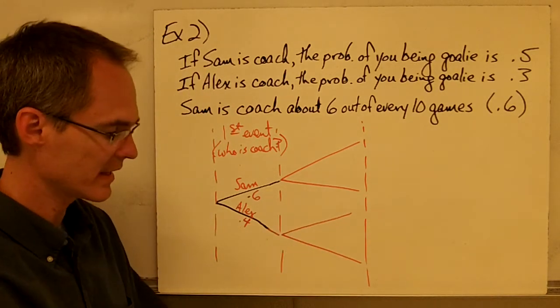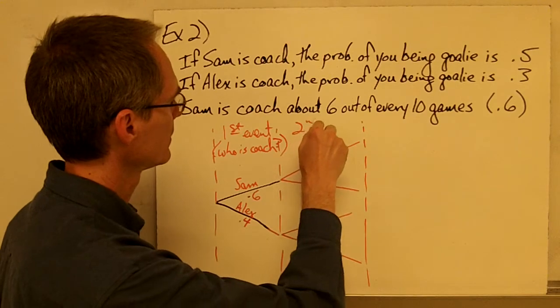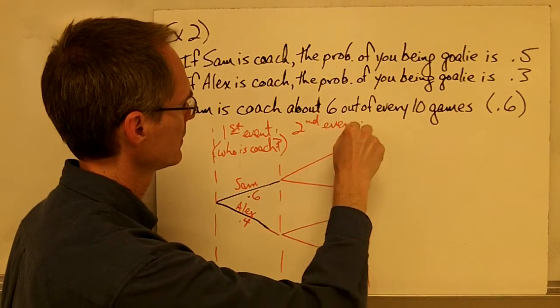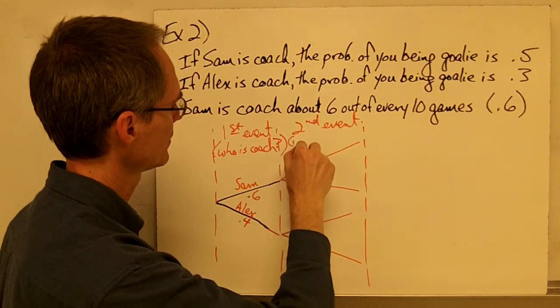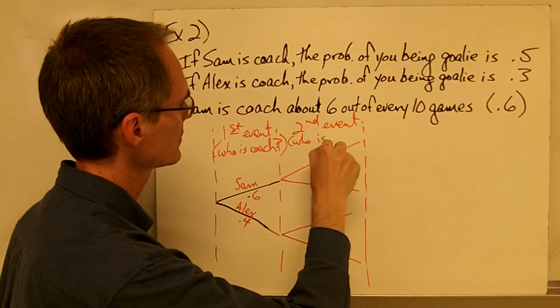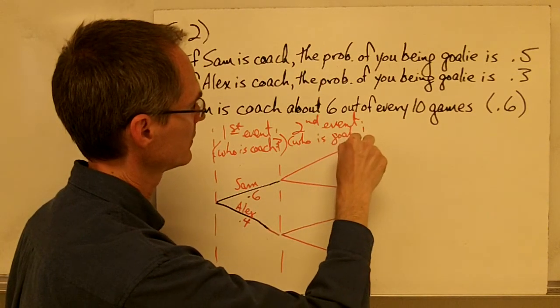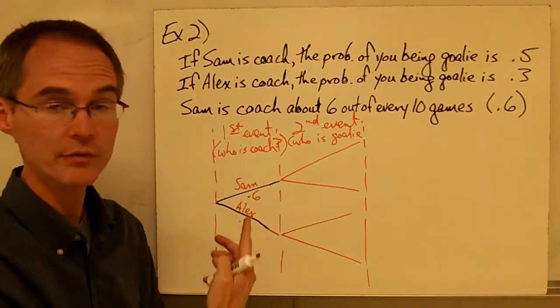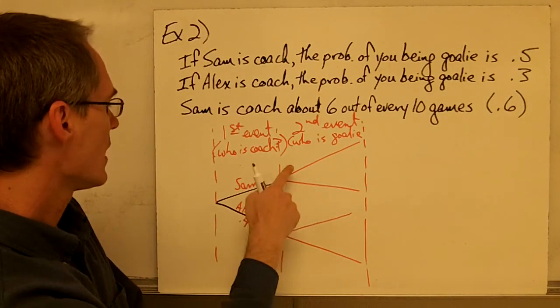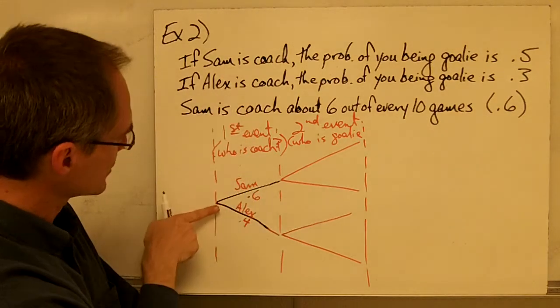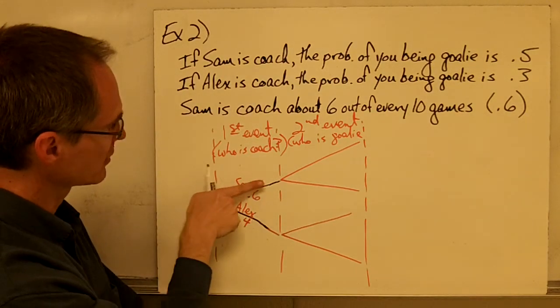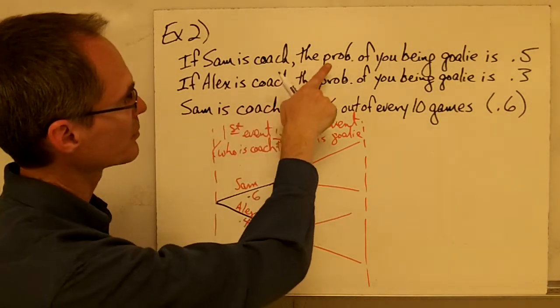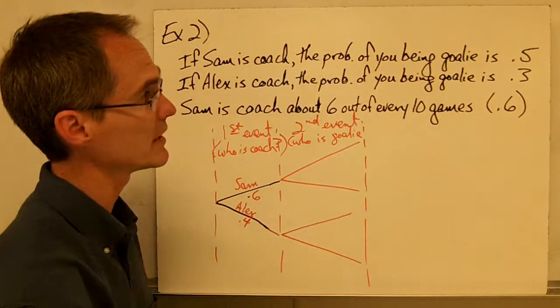And my second event is going to be, let me write this as a question here, who is the goalie? That is, who's going to be chosen goalie by each one of these 2 different coaches. So I'm told here if Sam is the coach, that's this first branch here in my first event. If Sam is the coach, then the probability of me being selected goalie is 0.5.